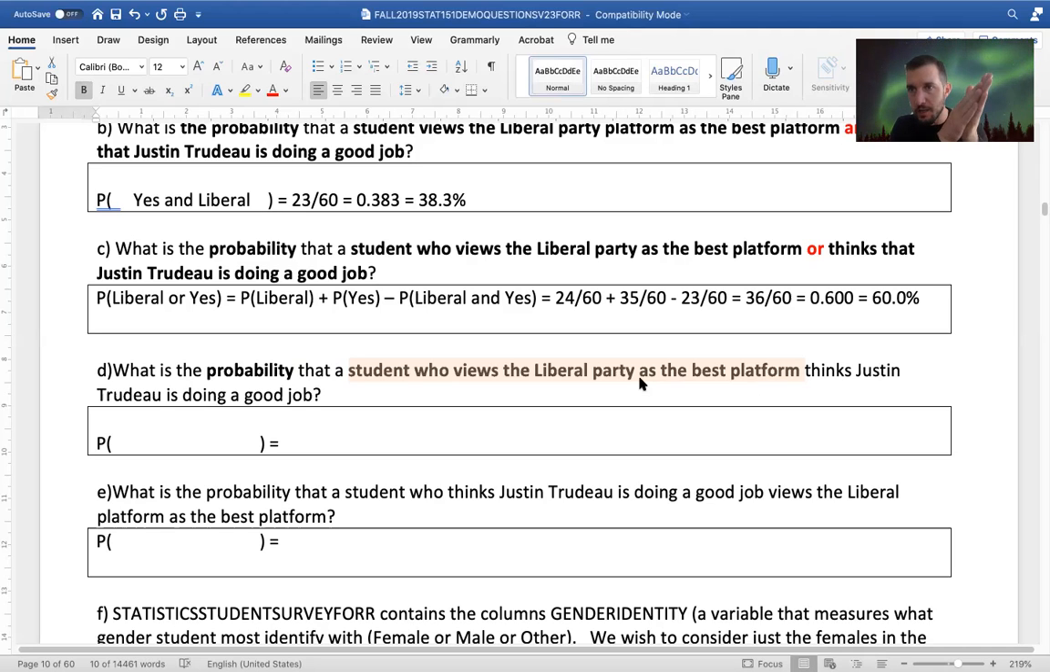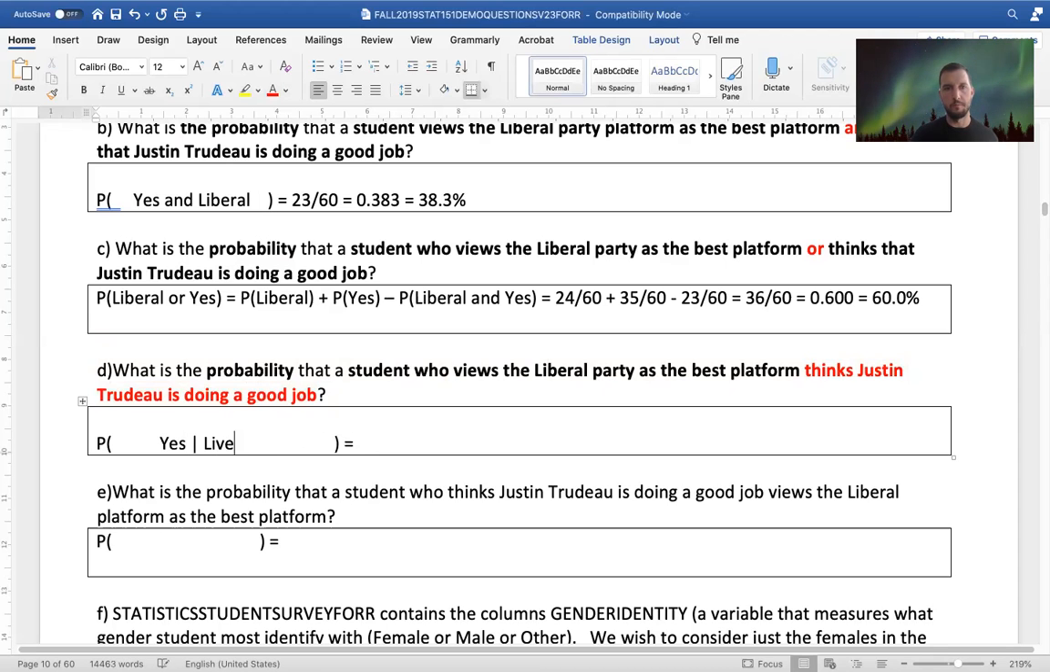Okay, so we are conditioning ourselves into the Liberal column. We are focused only on the students that have selected Liberal as the best platform. So we are asking, what is the probability that a student who views Liberal as being best thinks Trudeau is doing a good job, all right? And then we would have here, thinks Trudeau is doing a good job, and we'll put this part in red. So this is going to be yes, given Liberal.